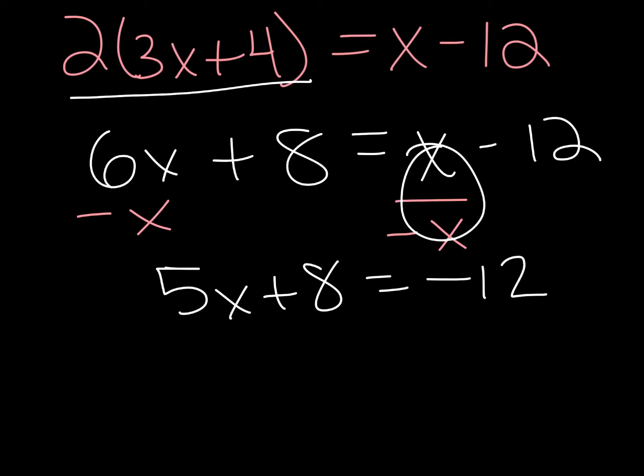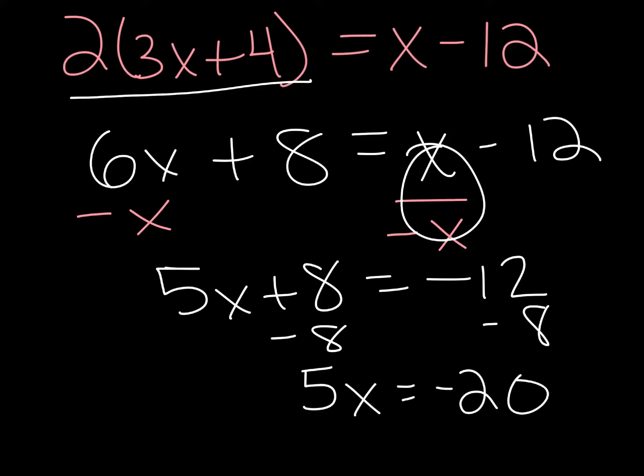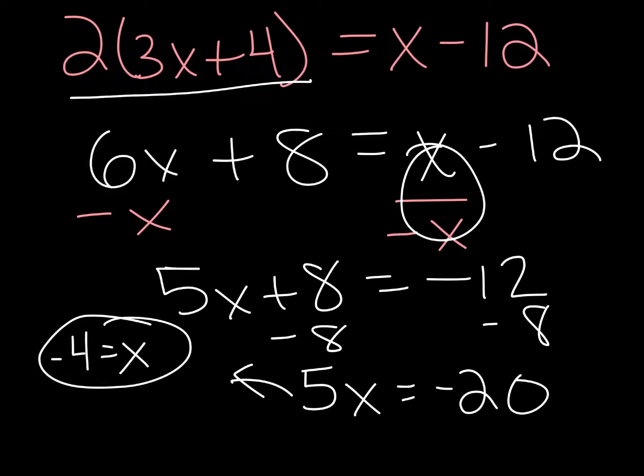So I have a plus 8. I need to get rid of it by subtracting it. So I'm left with 5x equals negative 20. And I'm just going to write over here that negative 20 divided by 5 is going to give me negative 4 equals x.